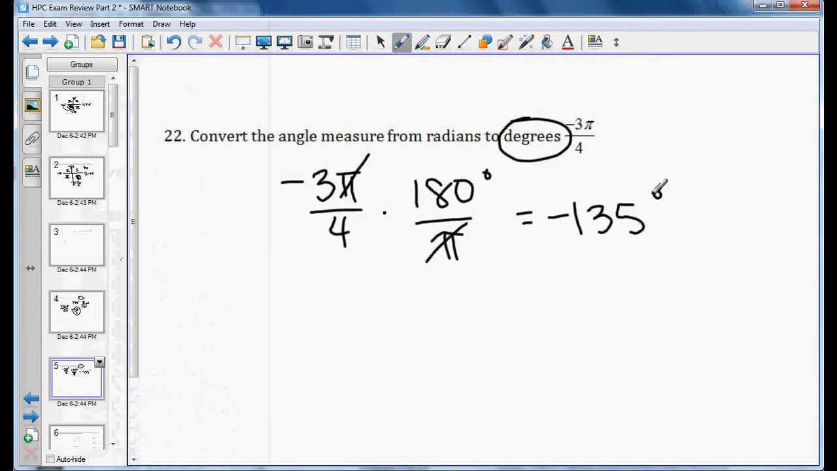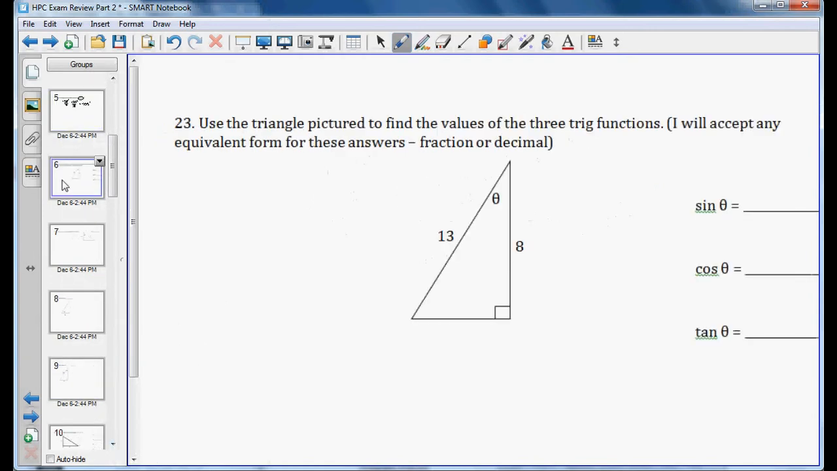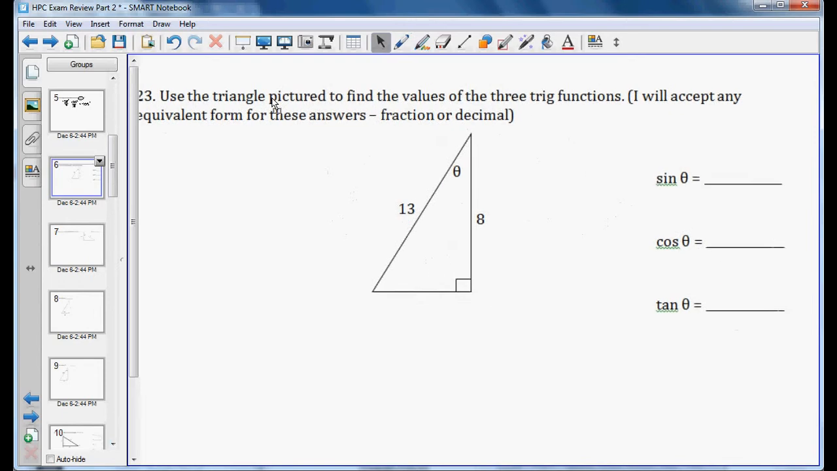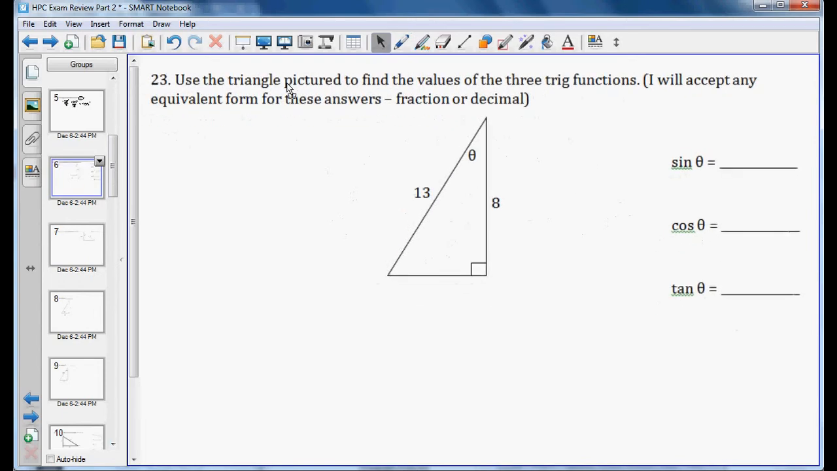Okay, now it tells us to use the triangle picture to find the values of these three trig functions. First thing we might notice is that we are missing this side right here. To find that side, since it's a right triangle, we can use the Pythagorean Theorem. So I'll just call that side A, it doesn't really matter. A squared plus 8 squared equals 13 squared. And it is important to put this one as the one by itself because it is the hypotenuse. The hypotenuse is always the one that goes by itself in the Pythagorean theorem.